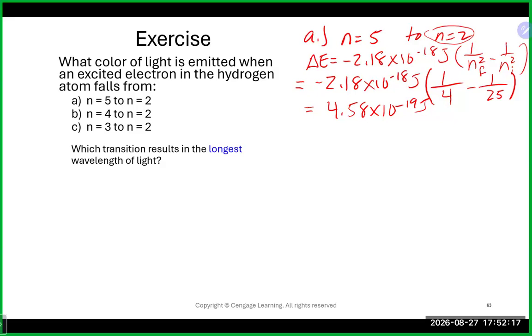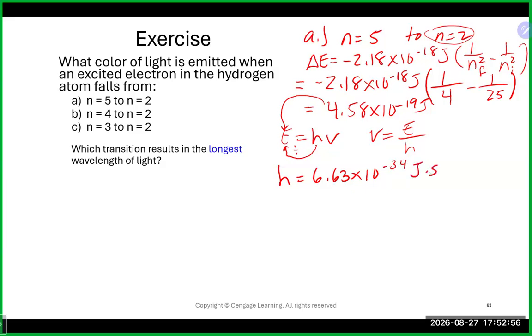But that's okay, because as we talked about, we can figure out all the other information from that. So why don't we do that? Right off the bat, because we just figured out the energy, we can use E equals h times the frequency to get the frequency. We divide to the other side, and that gives us that the frequency is equal to E divided by h. Here, h is one of those constants, Planck's constant, which is 6.63 times 10 to the minus 34 joules times seconds.